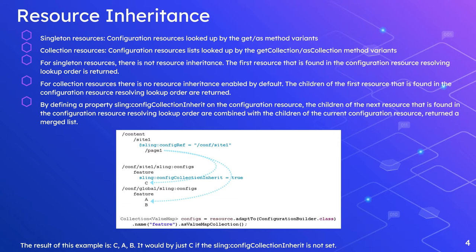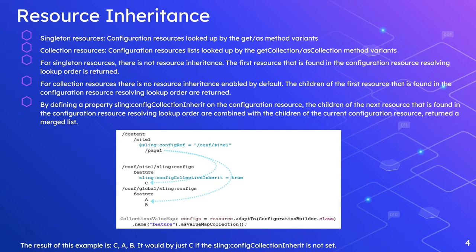We can change the behavior by defining a property called sling config collection inherit on the configuration resource. I will show you how to do that. Through the editor also you can manage it. What will happen is the behavior will be changed. The children of the next resource that is found in the configuration resource resolving lookup order are combined with the children of the current configuration resource, returning a merged list. So it will try to fetch the details from the next resource for the same configuration, merge the list and send it to you.